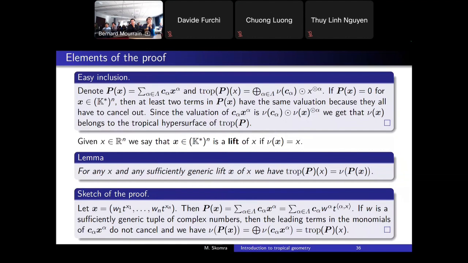So this is not true for any point and any lift, for any lift of x, but this is true for a sufficiently generic lift. And here is the proof. So, okay, I took x in Rn, so let me take some lift, right? So I will only take very simple lifts.